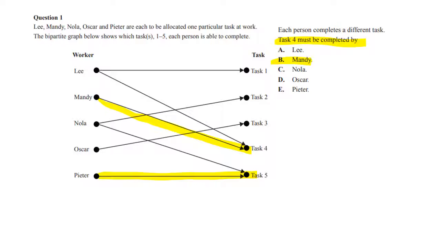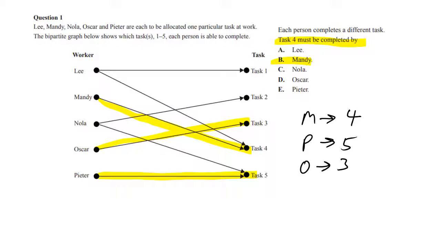Oh, that was quick and easy, wasn't it? Let's allocate the whole thing while we're at it. So we already said Mandy gets task 4. We already said Peter gets task 5 because there's no other arrows. We can also see, oh, there was another one. Oscar must get task 3.